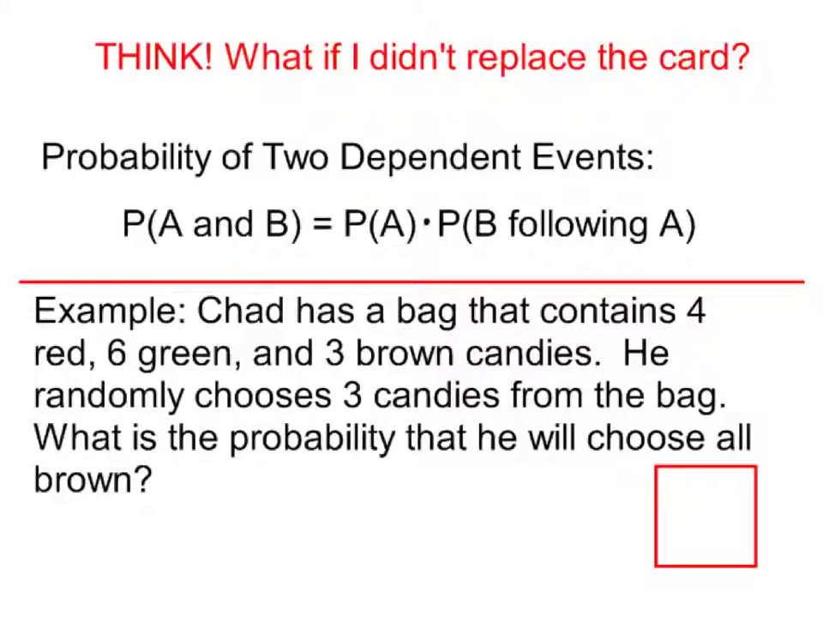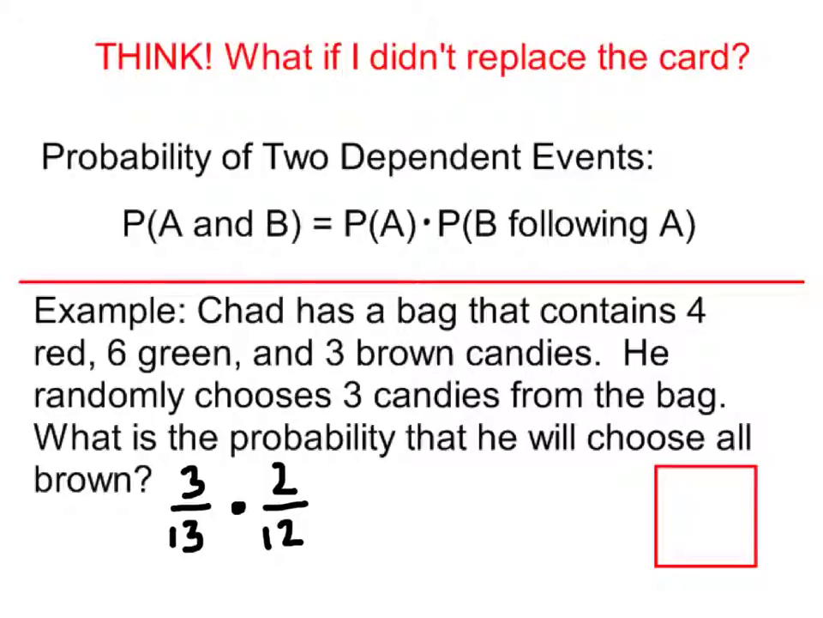For example, if I have someone with a bag containing 4 red, 6 green, and 3 brown candies, and he randomly chooses 3 candies from the bag, what is the probability he will choose all brown? Well, to figure this out, we consider that for the first probability, he has 3 out of 13. For the second one, considering that the first one happened the way we want it to, and that's the way we'll always think, he now only has 2 brown ones left, and in the bag there are 12 candies.